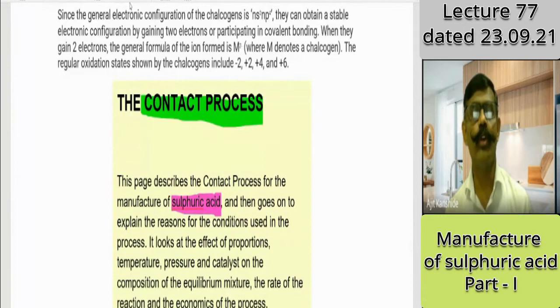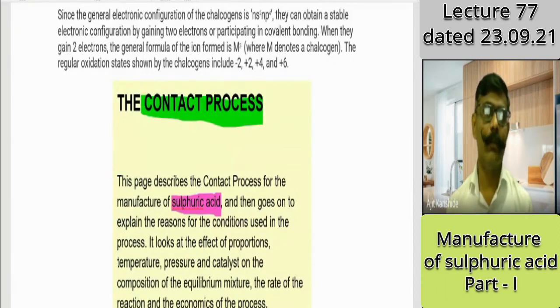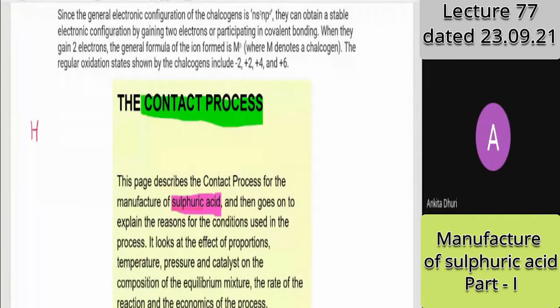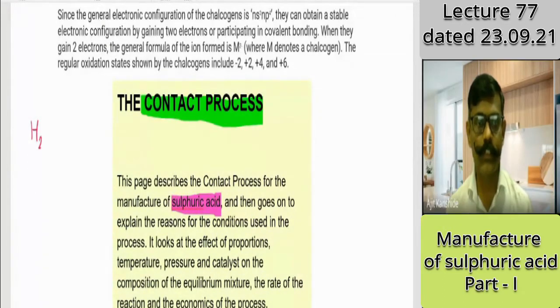And we are going to discuss this manufacture of sulfuric acid. What are the reactions? What are the reaction conditions? Why are they so? That we are going to find here. What's the formula of sulfuric acid? Yes, I'm asking you a question. H2SO4.